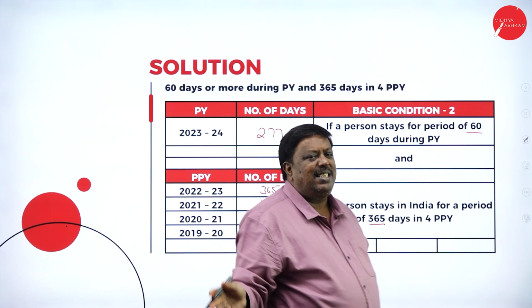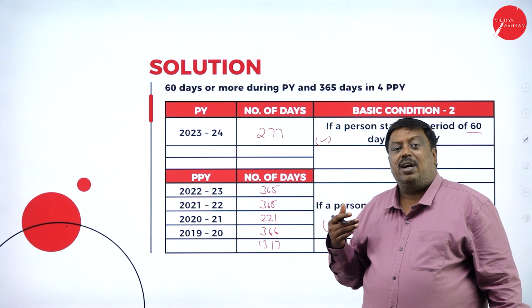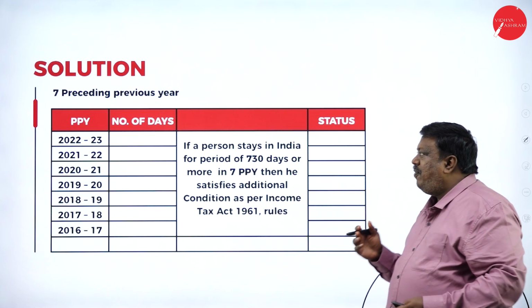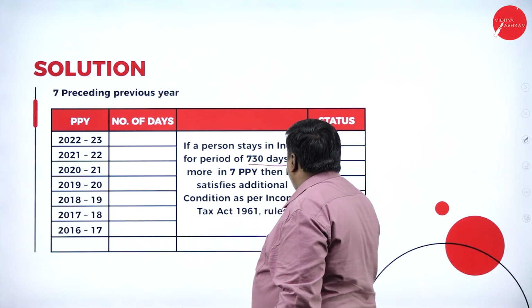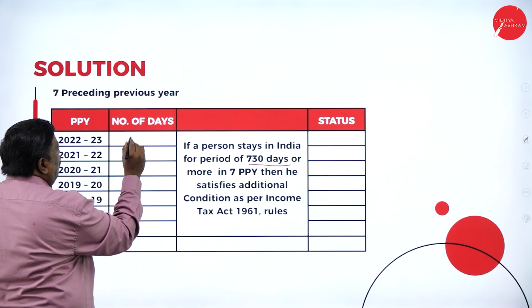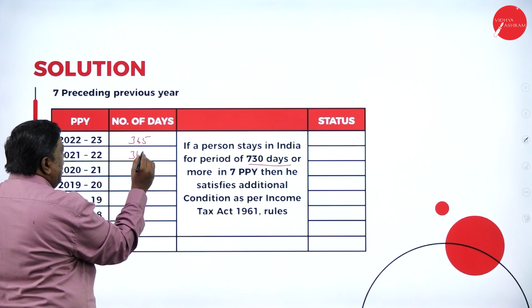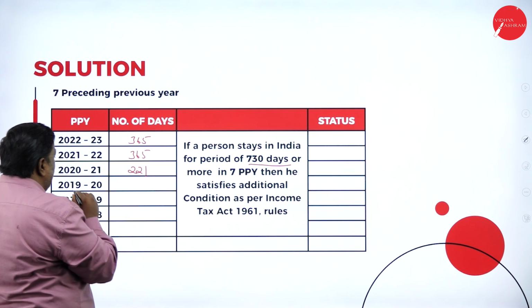When I satisfy basic condition, they're going to call me as a resident. Now, whether I'm an ordinary resident, not ordinary resident, we have to determine. What is my first additional condition we have here? In 7 preceding previous year, I have to stay for a period of 730 days. During 22-23, I was in India 365 days. 21-22, I was in India. 2021, I was in India for 221 days.